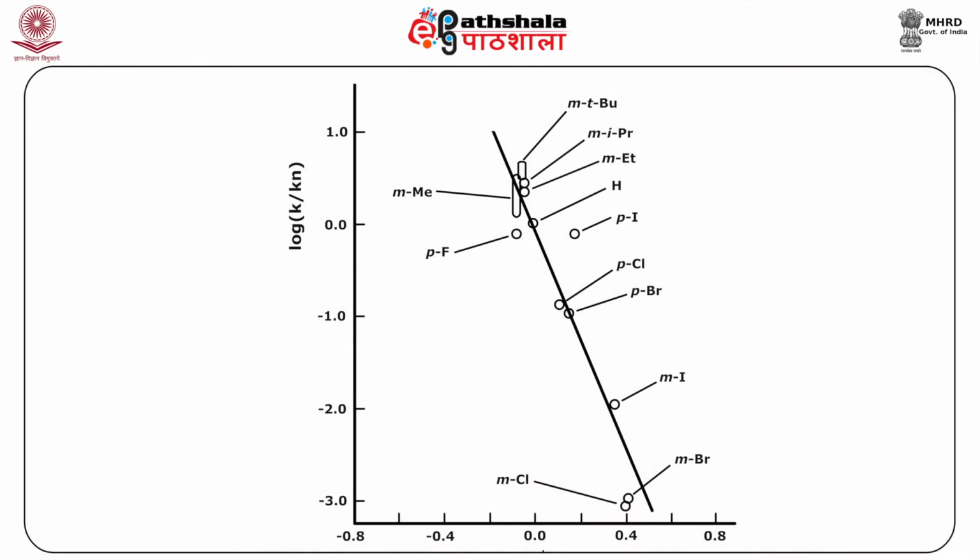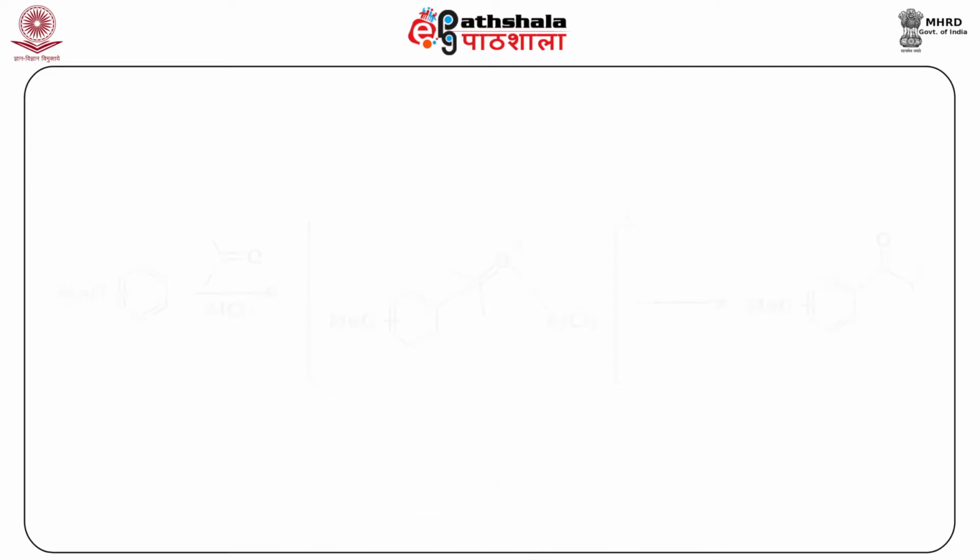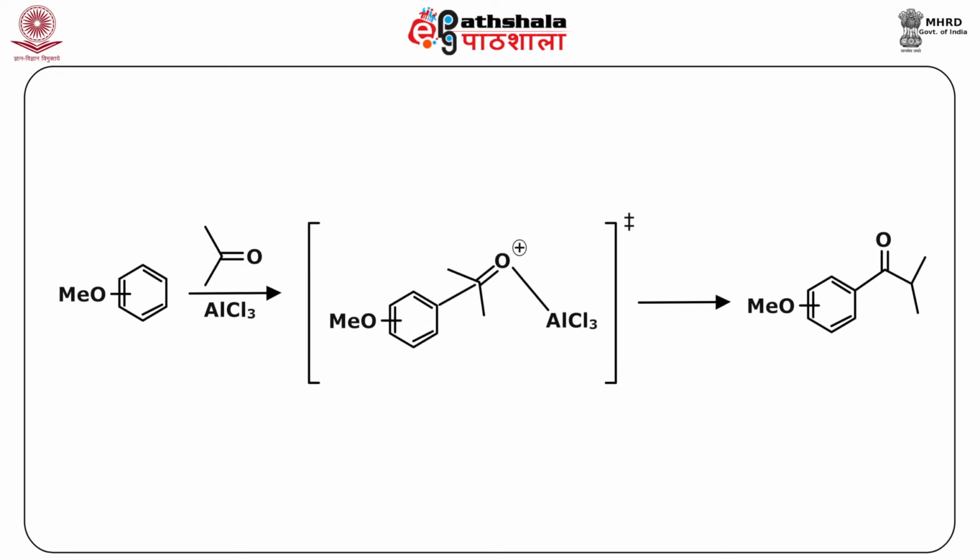For example, for nitration reaction of substituted benzenes carried at 25 degrees Celsius in nitromethane or acetic anhydride, a plot of K by K naught against sigma plus produced a rho plus value of minus 6.53. Now you can see here the Hammett plot we have plotted for many values and many substituents. Another example, students, is the Friedel-Crafts acylation reaction.